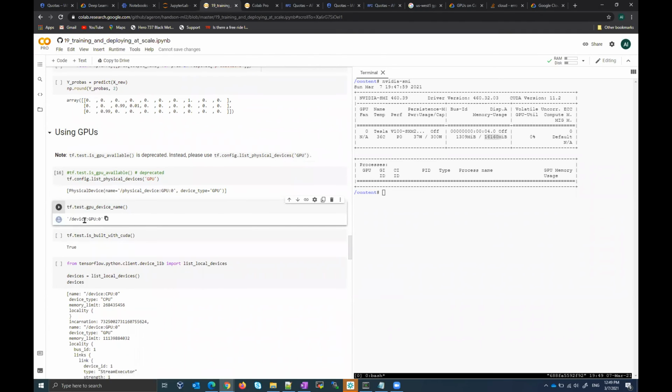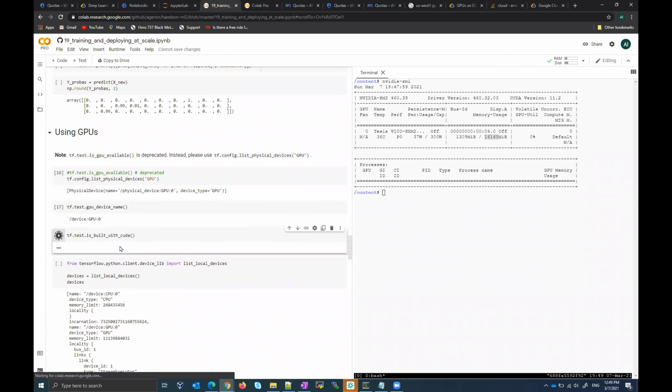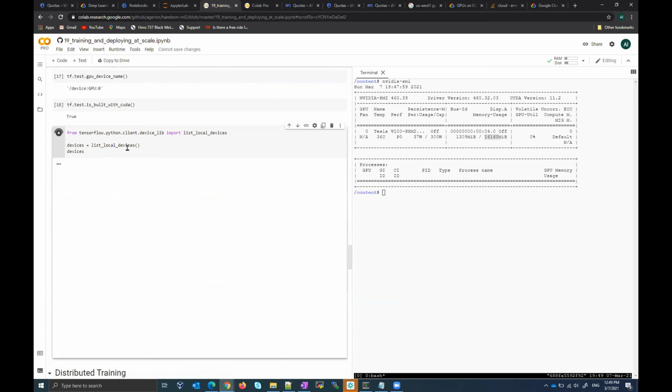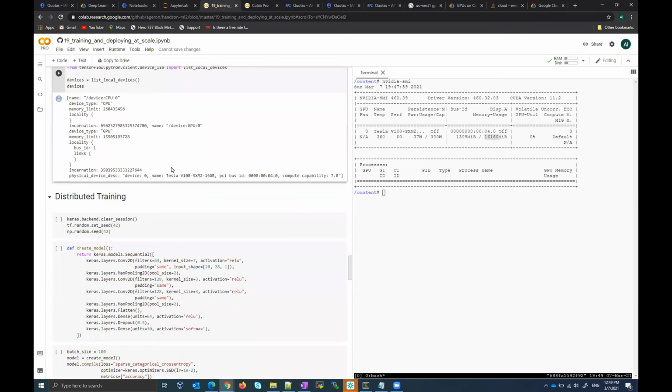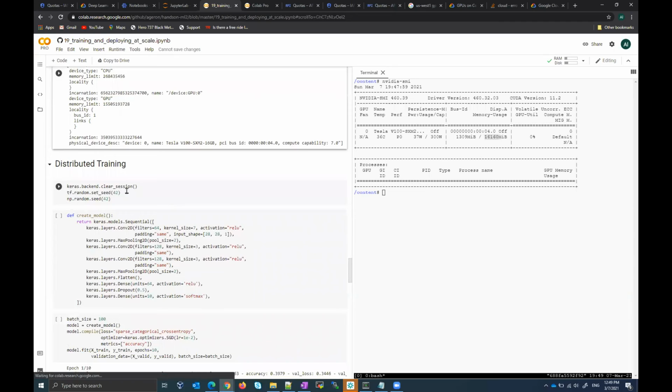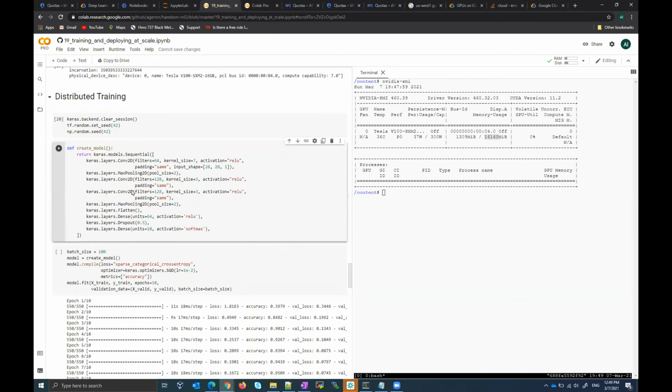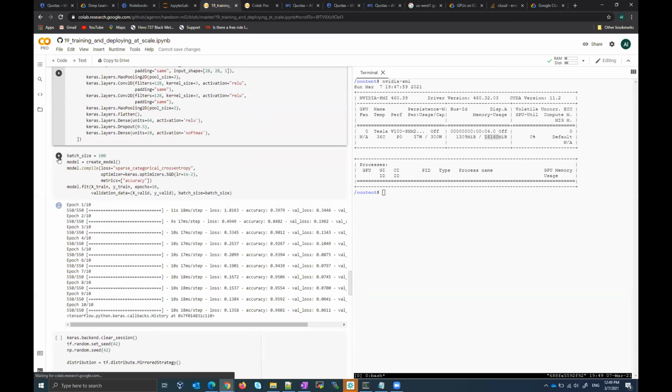Okay, we now get a device, a GPU. It has CUDA, yes. Okay, and then the list of devices, it's only one. B100 here also. And the limit should be the same information, right? Okay, and then create the model and train it.